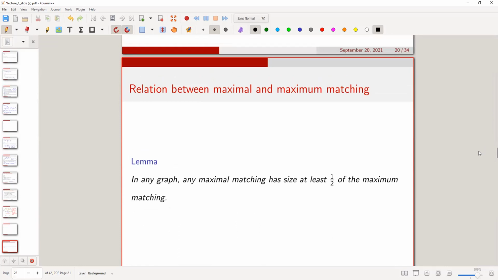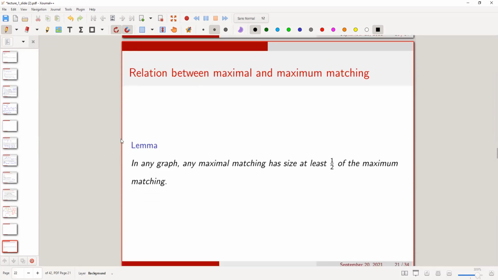Okay, so I have one more small lemma. You know the relation between maximal and maximum matching. We have seen the definitions of maximal and maximum. So the size of any maximal matching will be at least half of the size of the maximum matching. Do you know the proof of this lemma? You can try to do it at home, and maybe we can discuss this in the next class.